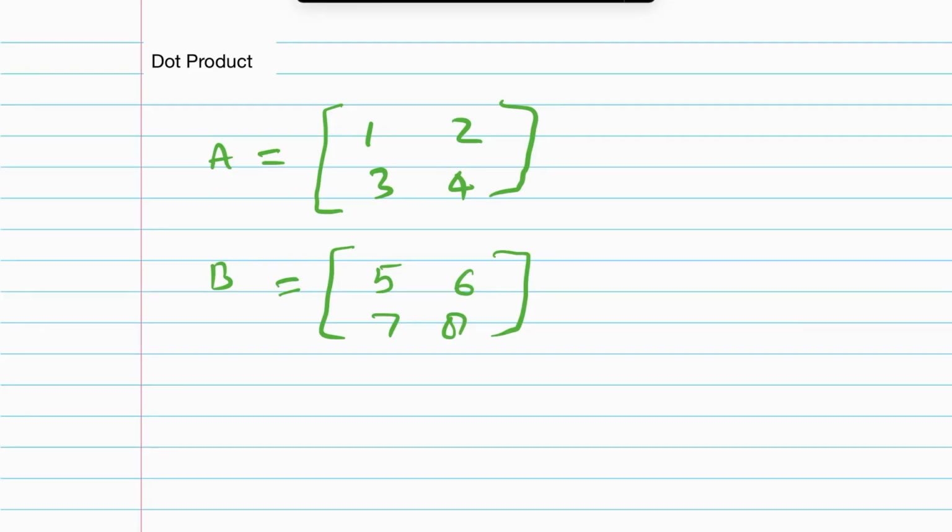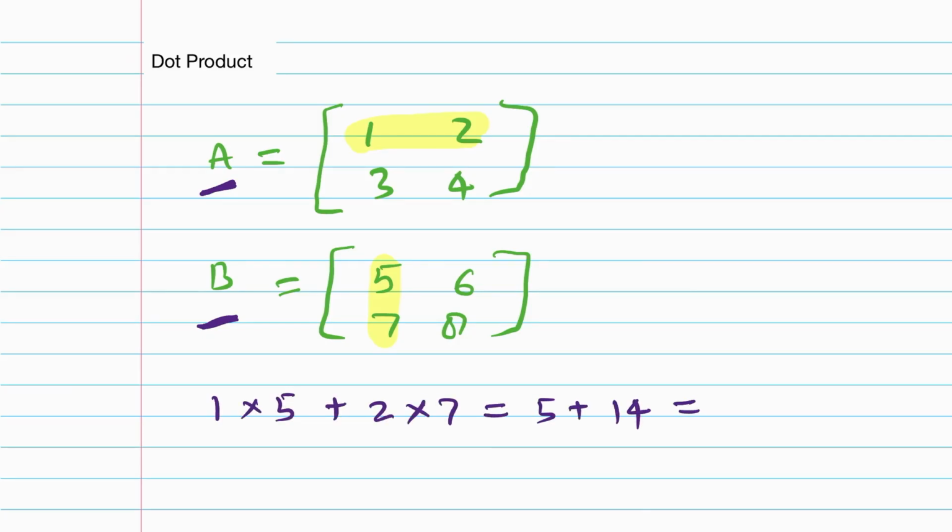We have two matrices. Matrix A is 1, 2, 3, 4 and matrix B is 5, 6, 7, 8. Now matrix multiplication works like this. Take a row from the first matrix, multiply it by a column from the second matrix, add the results. That gives one value in the result matrix. First row of A is 1, 2. First column of B is 5, 7. Multiply and add them. First element will become 19.